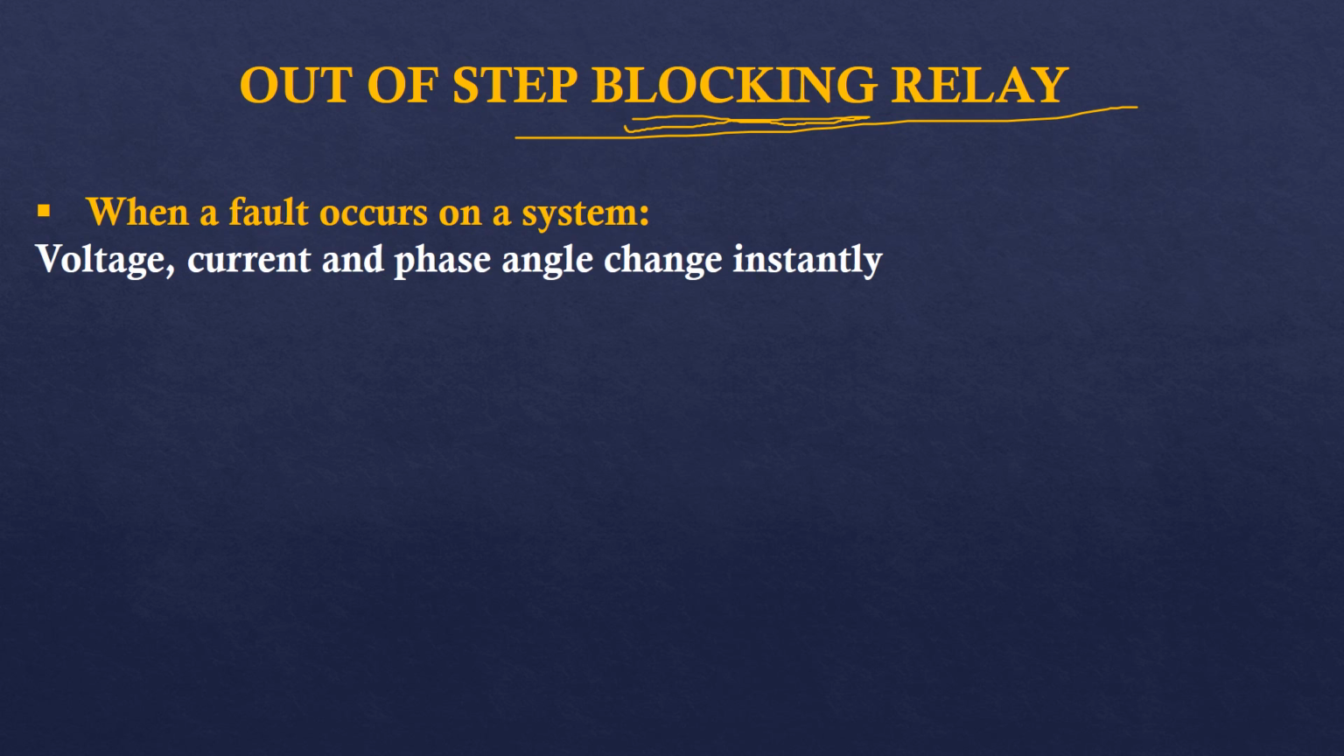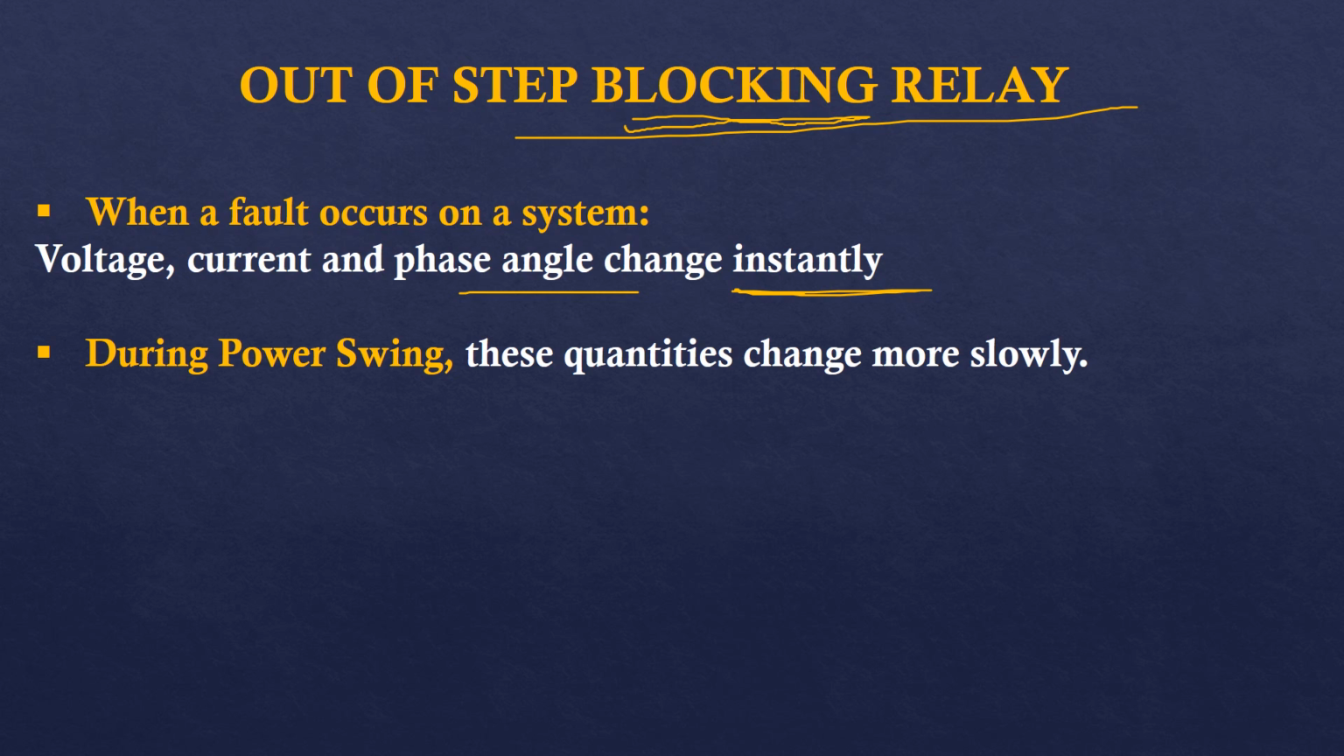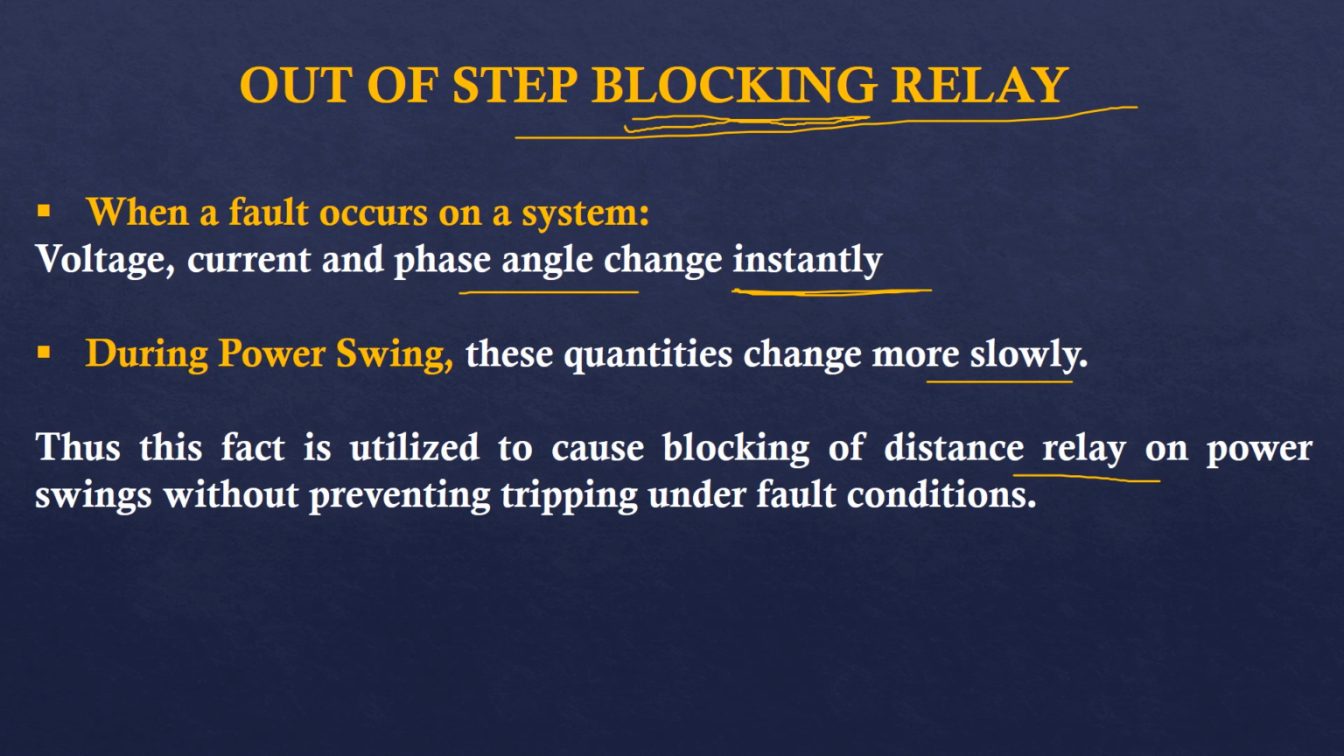Out of step blocking relay. As the name suggests, blocking, it will be blocking the operation of the distance relay during power swing, but it will allow the operation of the distance relay during a normal fault condition. When a fault occurs, the voltage, current and the phase angle, these three quantities change instantly, whereas when a power swing is there, these quantities change more slowly. So we can utilize this fact for blocking the distance relay during power swing. Also, we can allow the distance relay operation under normal fault condition.